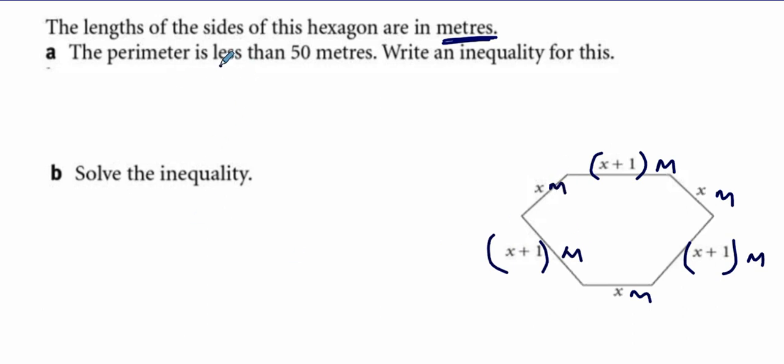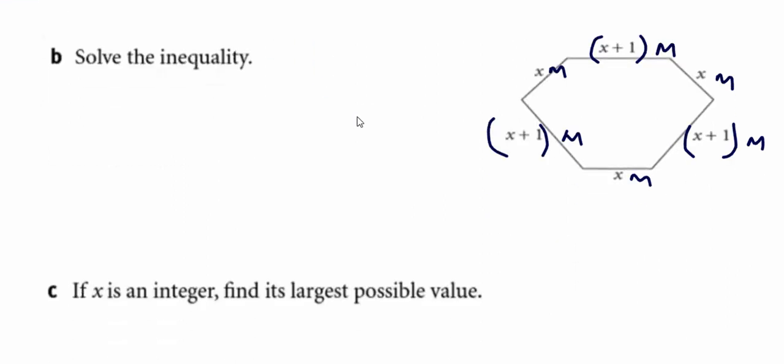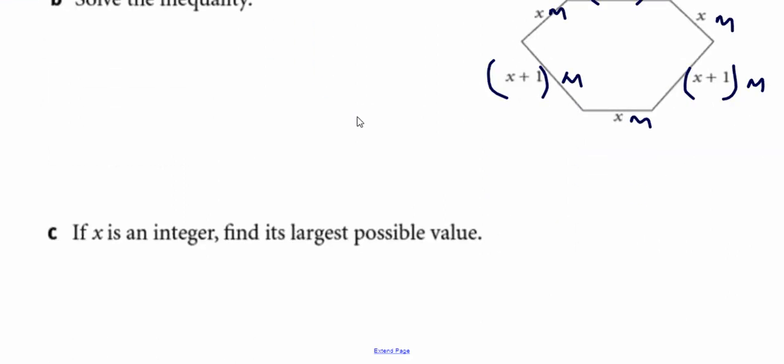The perimeter is less than 50. Write an inequality for this. I hope I have talked about the perimeter. It is just adding all the sides, and less than 50, that means this will be the inequality to be used. So you can try this as your homework, but when you get stuck, I'm here to help. Solve the inequality you do in the same way. If x is an integer, find its largest possible value.